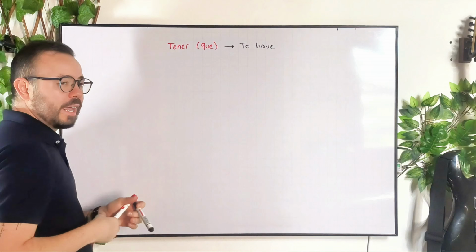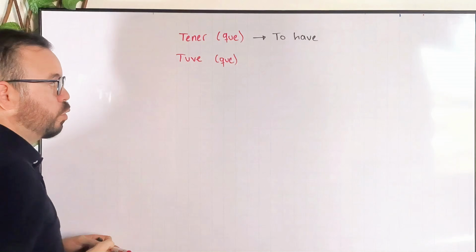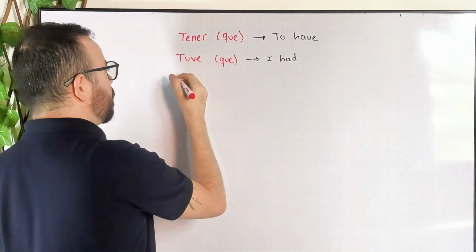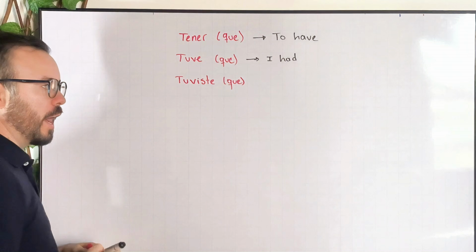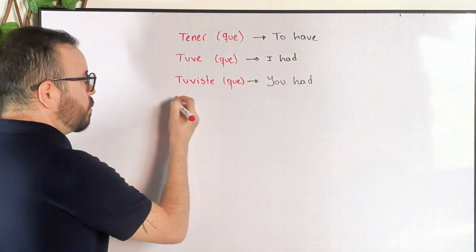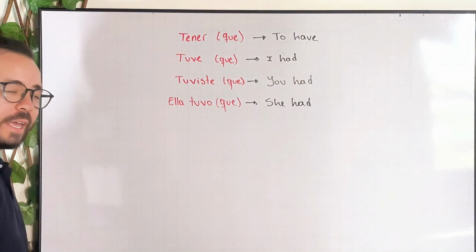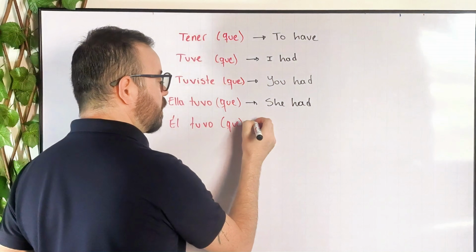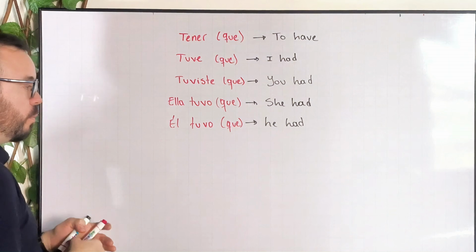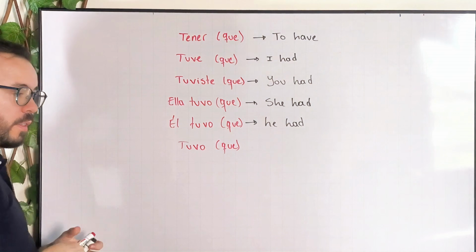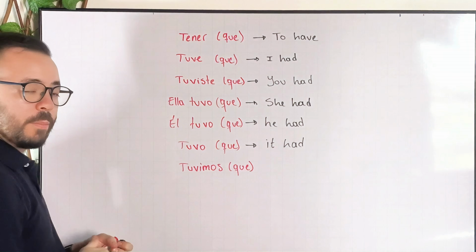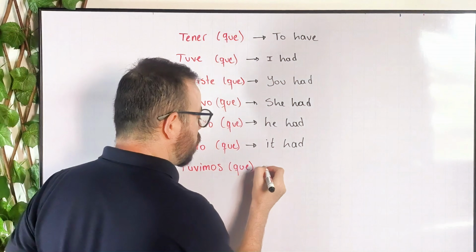So for tener in past tense, I would say first, tuve que, right? That means I had. You form would be tuviste que, that's you had, okay? Then for the she form, we would say ella tuvo que. Then for the he form, we say él tuvo que, that means he had. Now the it form would be just tuvo que, that means it had. Now the we form would be tuvimos que. This one means we had.